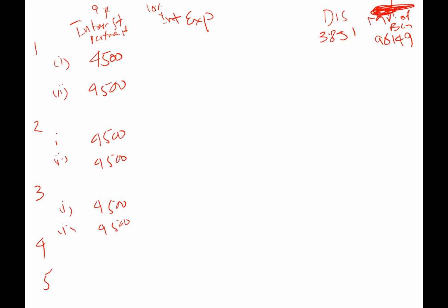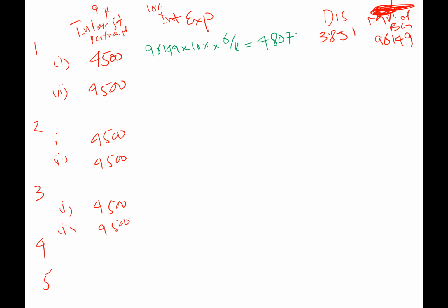So how we calculate the interest expense? The interest expense is going to be 96149 multiplied by 10% multiplied by 6 by 12. Answer is 4807. All right.